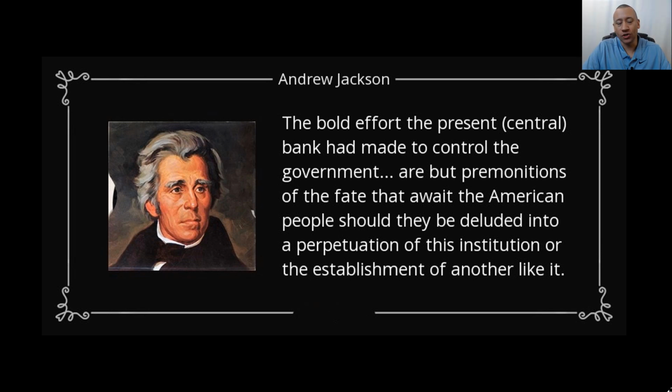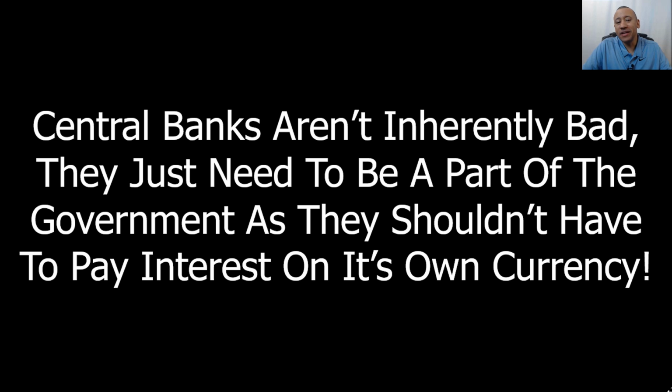People back in the day understood that central banks and the central banking system was a system that was, again, built back in the 1600s. It was meant to enrich very, very few at the expense of the many. Now, to be clear, central banks aren't inherently bad. They just need to be part of the government, as the government shouldn't have to pay interest on its own currency.